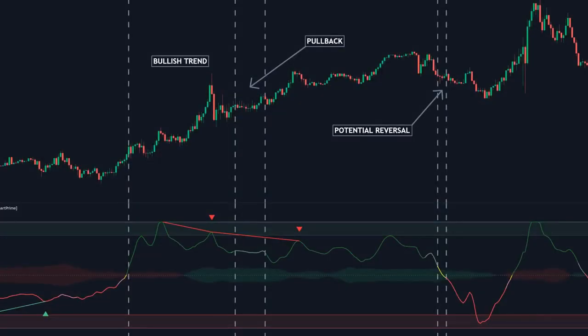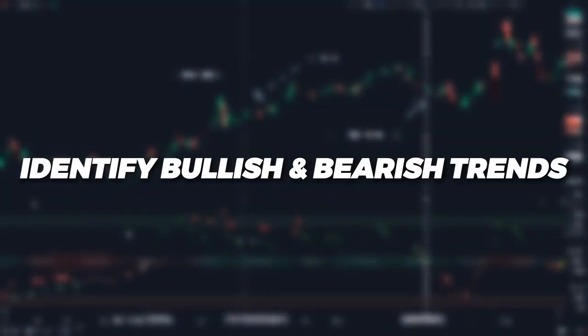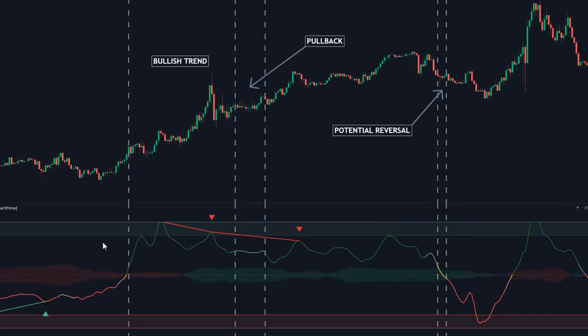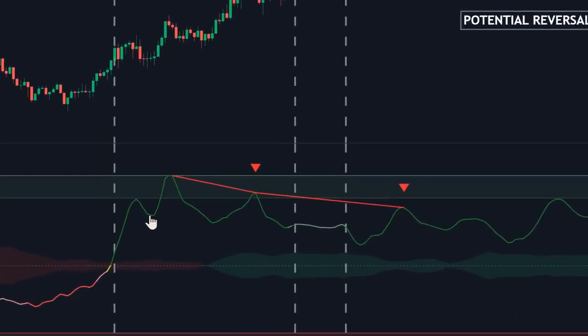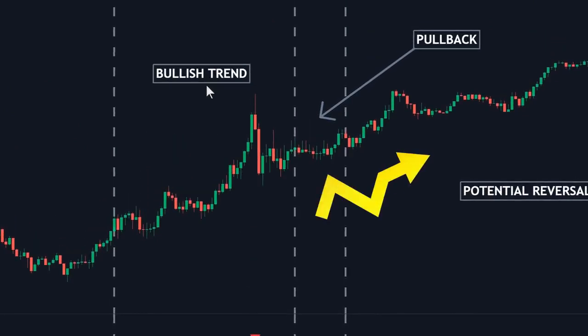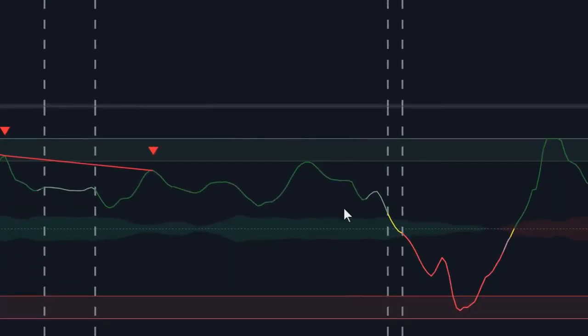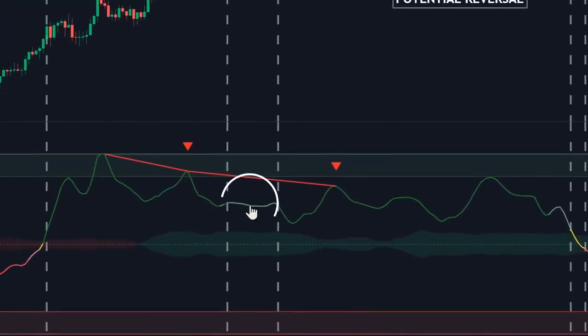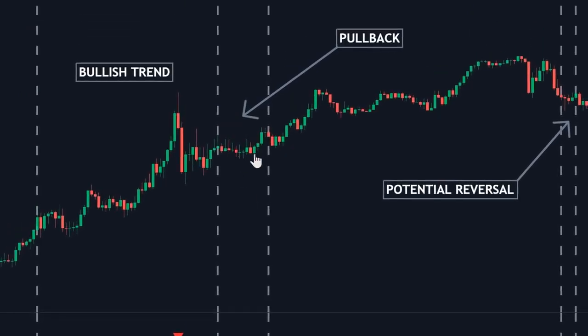There are several ways that we can use this indicator to trade. The first method is to use it to identify bullish and bearish trends in the market. How you do that is by looking at the signal line. Whenever the signal line is colored green, that indicates that the market is in a bullish trend. When it's colored yellow, like right here, this indicates an indecision in the market. A light green color, like here, indicates a weakening of the pre-existing bullish momentum, which basically means that the market is in a pullback.